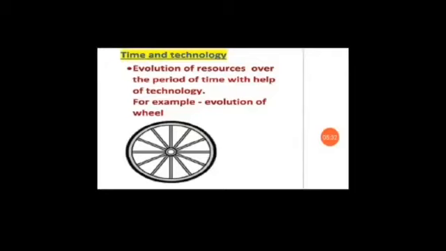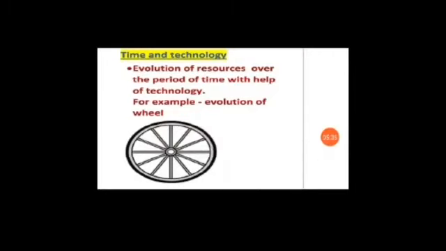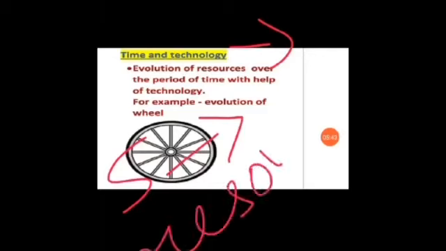Now, time and technology. Time and technology are the two factors that change substance into resources. Clear? Time and technology are the two factors that can change substance into resources, and both are related to the need of people. In fact, people themselves are the most important resource because of their ideas, skills, knowledge, and discoveries that lead to the development of more resources.